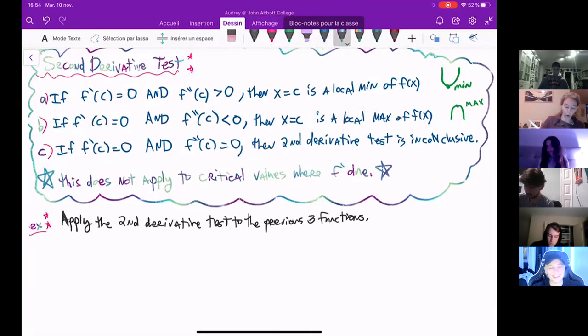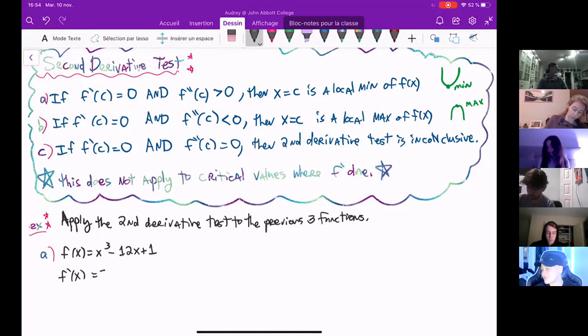Okay, so our first function was f of x is equal to x cubed minus 12x plus 1. f prime of x is equal to 3x squared minus 12. And f double prime of x was equal to 6x. So I'm just going to rewrite all this stuff down here because there's not going to be space if we go back to each one.